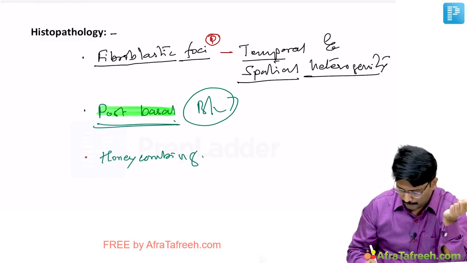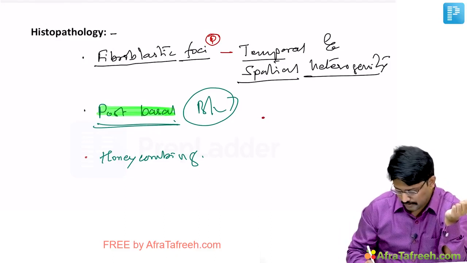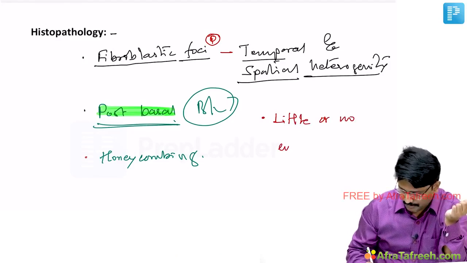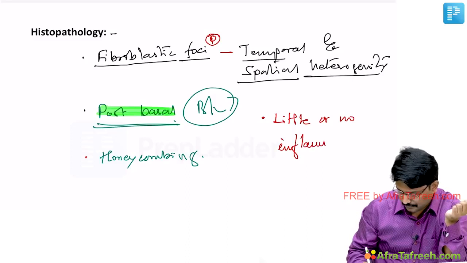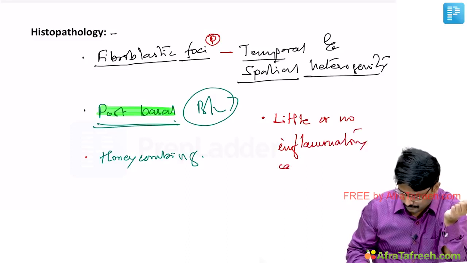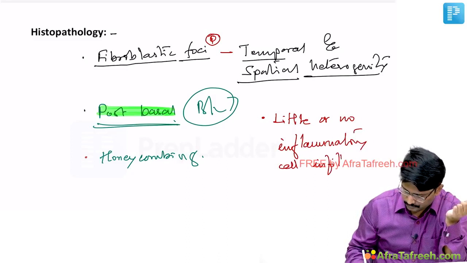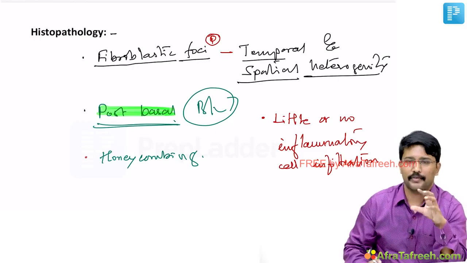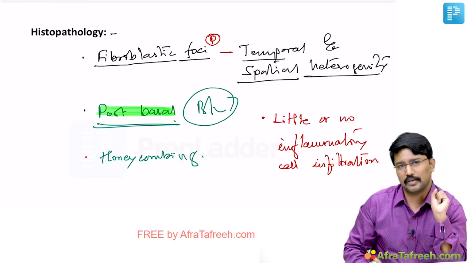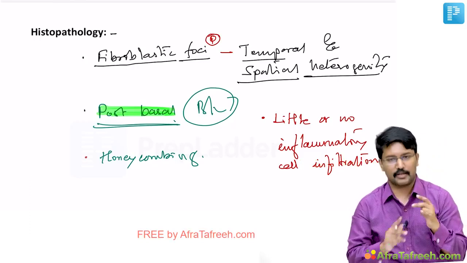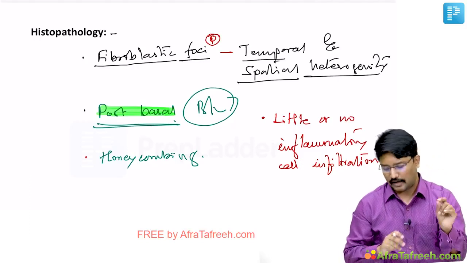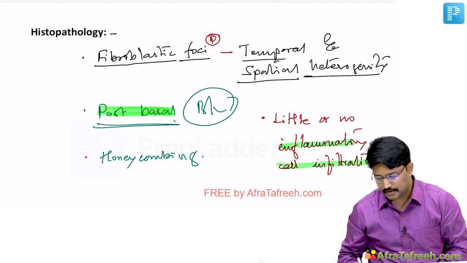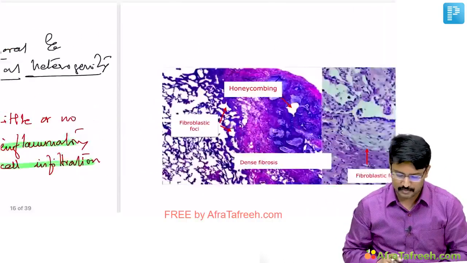An important point to remember is that there is little or no inflammatory cell infiltration. This is in contrast to NSIP, or non-specific interstitial pneumonia, where we may see significant inflammatory cell infiltration. So these two points, the fibroblastic foci with the heterogeneity and little or no inflammatory infiltrates, help us differentiate it from NSIP on histopathological specimens.